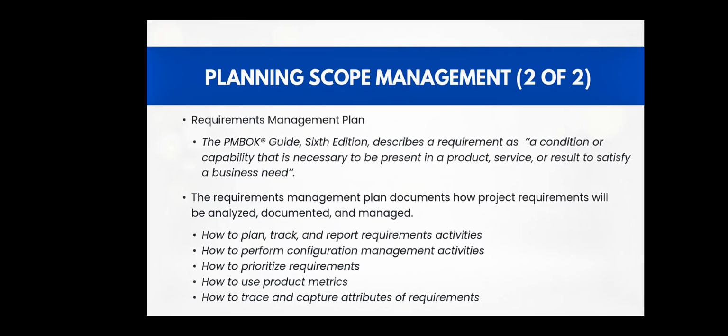The second important output of planning scope management is the requirements management plan. A requirement is a specific thing a project must deliver successfully. It's a key feature, function, or characteristic that the final product or result needs to have to meet a business need or solve a problem.